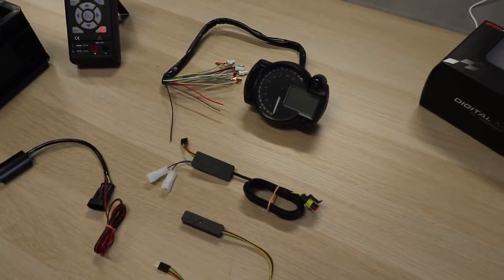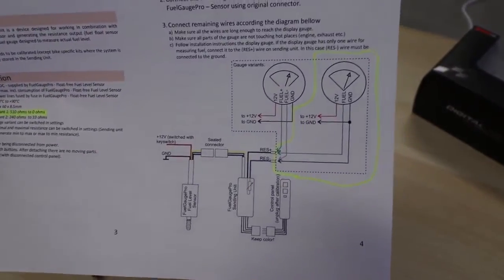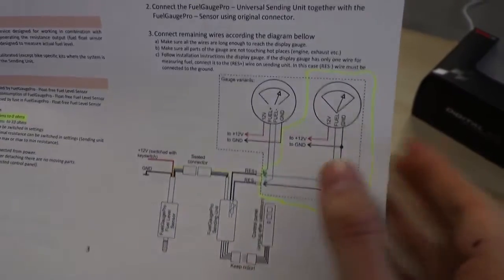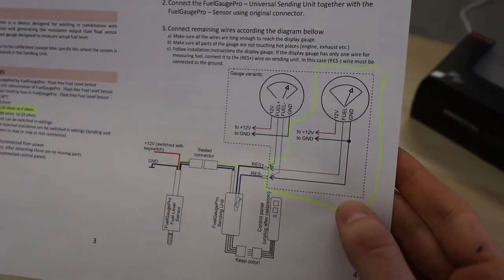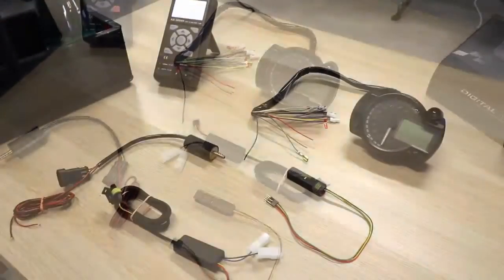When I look at the wiring diagram of the LSK sending unit, I see that I will need this one wire connection. So now I can connect everything together and turn the power on.